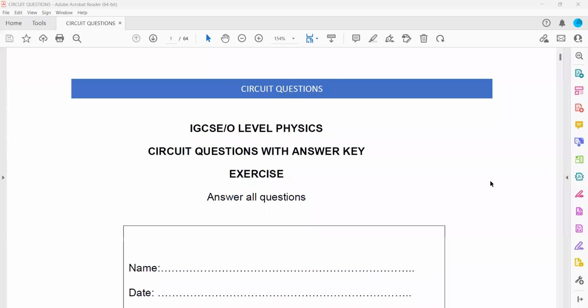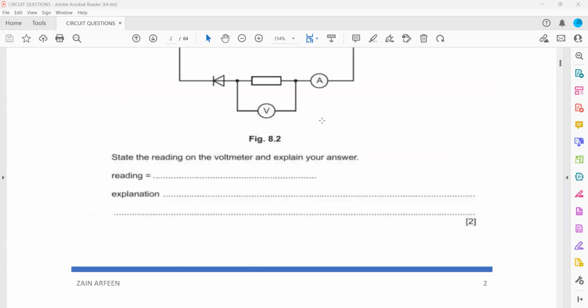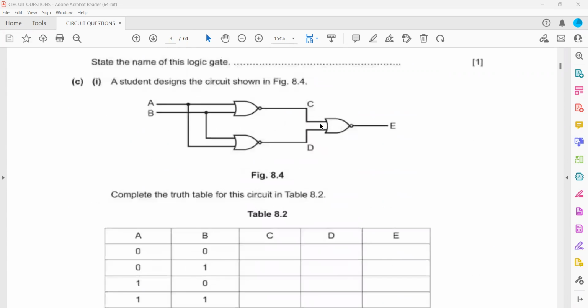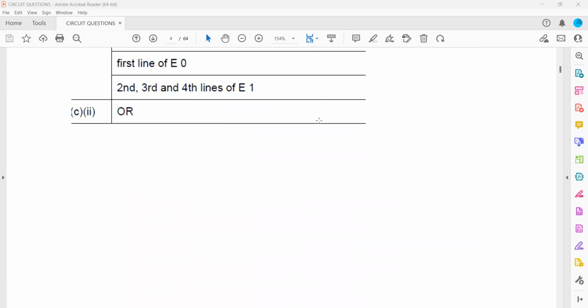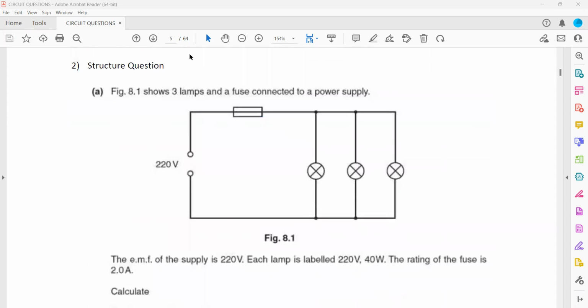This question is related to electricity, mainly electric circuits. We did question 1, now question 2, and the answer key is also there. Figure 8.1 shows 3 lamps and a fuse connected to a power supply. So there's a 220 volt supply, a fuse is there, and 3 lamps are connected.